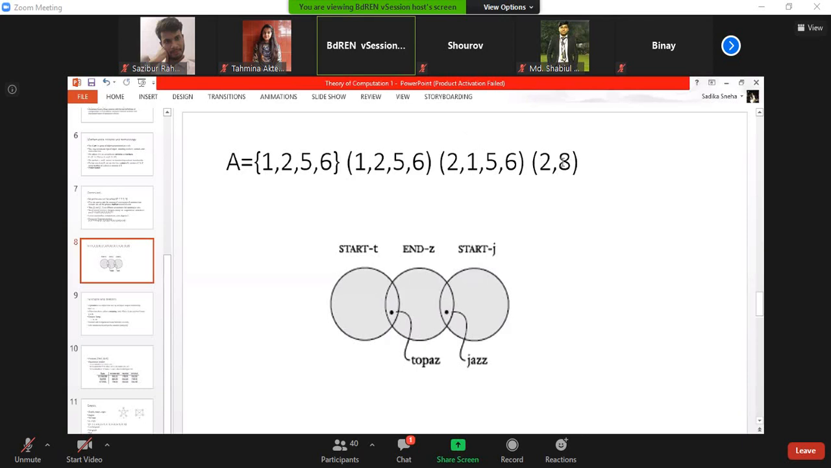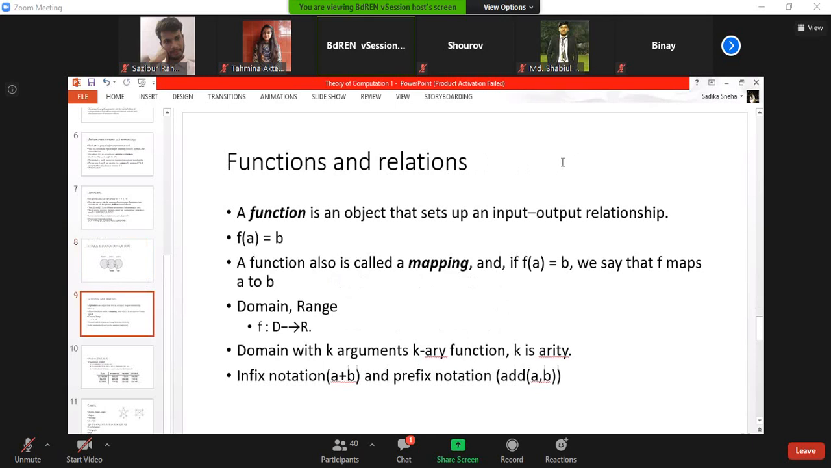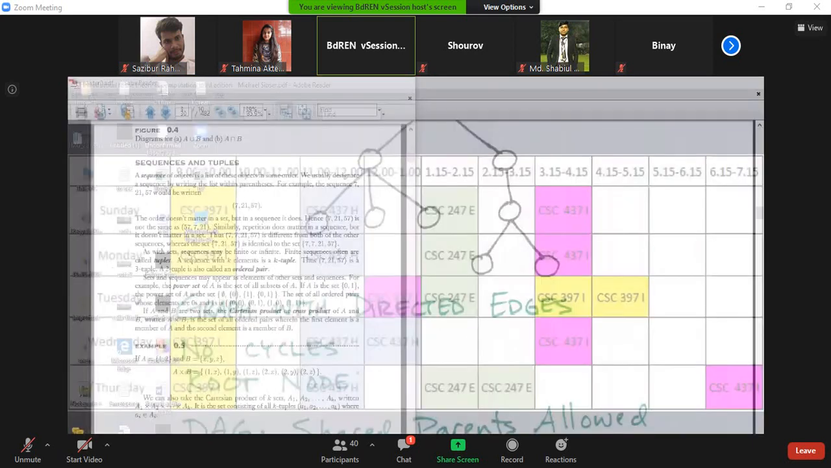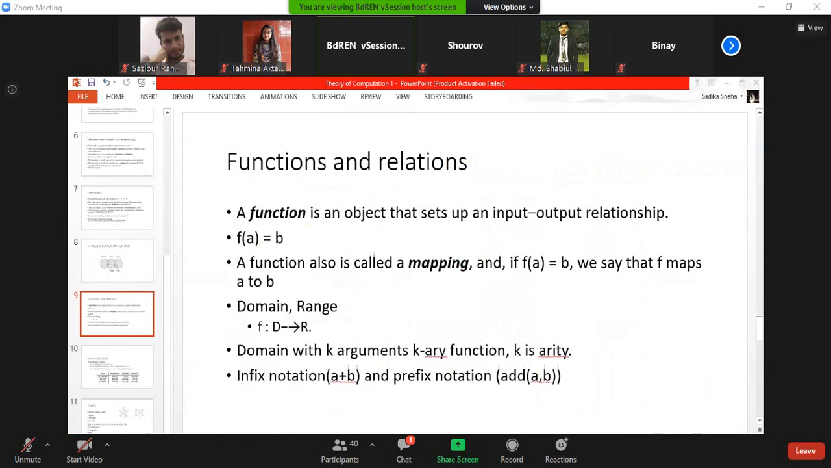Now our next part is functions and relations. It is going to be a bit critical, because the elements mentioned here are a bit more critical than the other ones. Okay, what is a function? A function is an object that sets up an input-output relationship. So that is mentioned here.